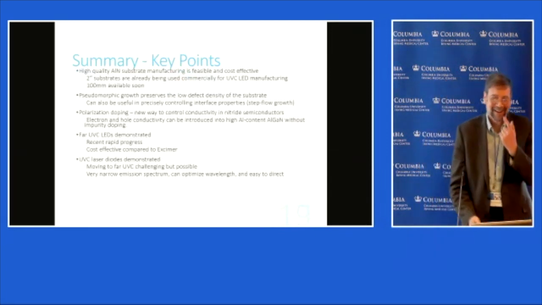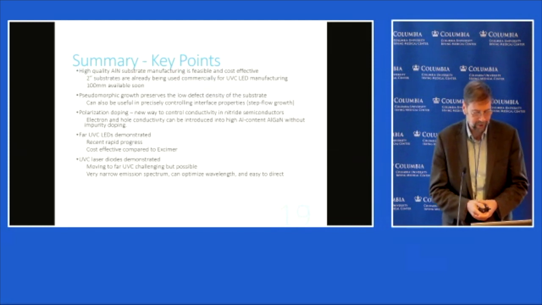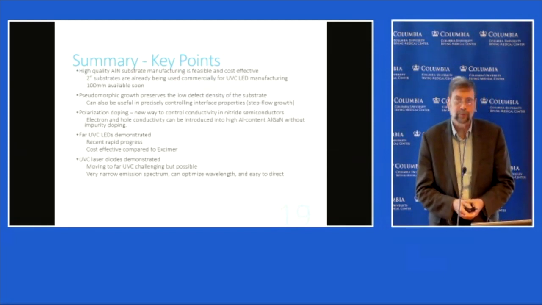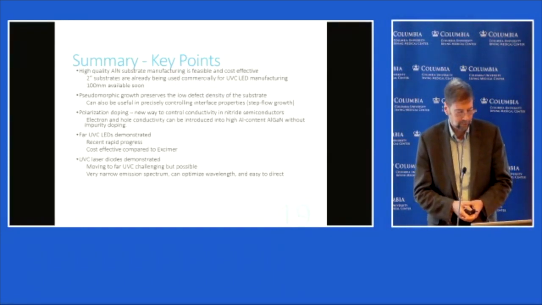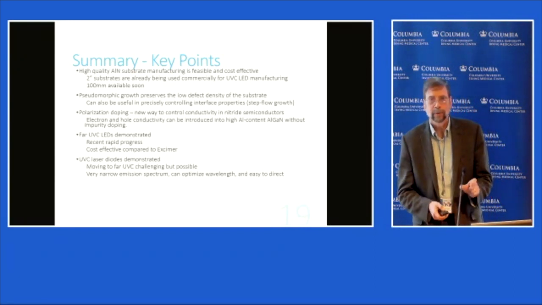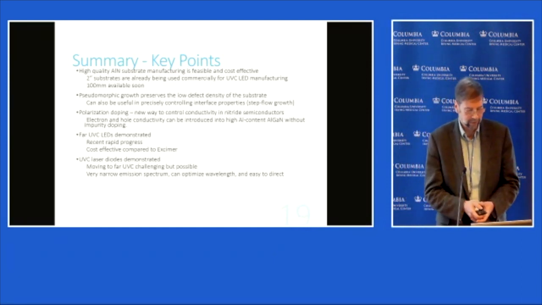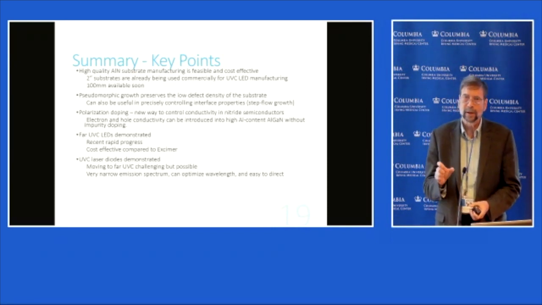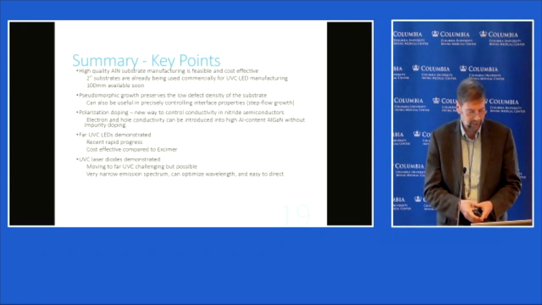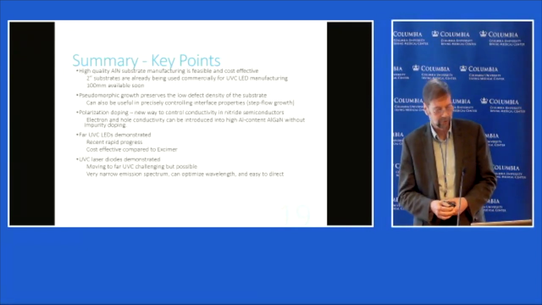So anyway, to summarize, these are the key points. High quality aluminum nitride substrate manufacturing is feasible and cost effective. 2-inch substrates are already being used in manufacturing, and 100 millimeter, 4-inch diameter is going to be available soon. Pseudomorphic growth is special about these materials. It's possible to continue to lattice match to the substrate even as you add gallium to it, and that lets you get very high quality material. And that's good for making good devices. Polarization doping is new and lets us get P-type and N-type material, which is crucial for making LEDs and laser diodes. Far-UVC LEDs have been demonstrated, and now we've also demonstrated this UVC laser diode.